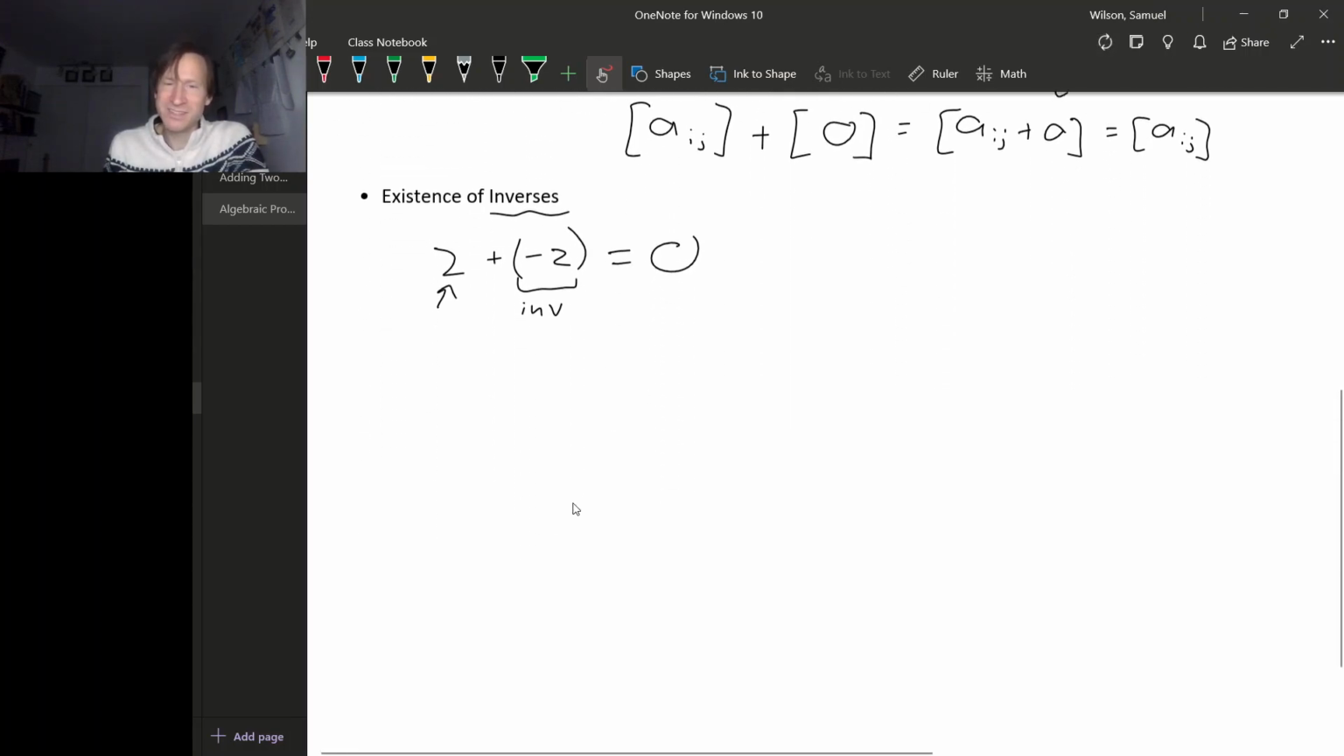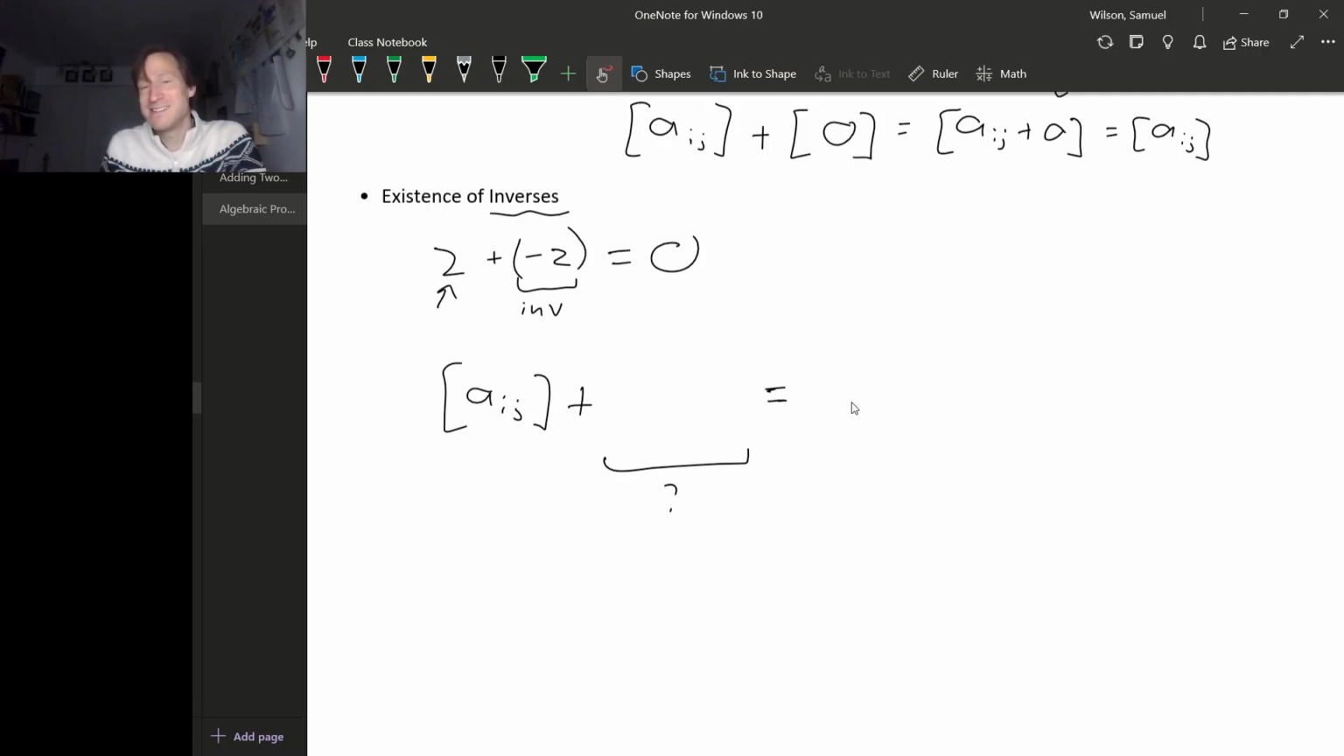What about for matrix addition? Is there always an additive inverse? If we have a matrix a_ij, is there some matrix that we can add to it to get the additive identity? And remember, the additive identity is the 0 matrix of the appropriate size. And of course, there is. It's just the same matrix but with negatives in every entry, you just switch the sign on every entry. So for matrix addition, there is always an additive inverse. It's just the negative of the matrix that you started with.